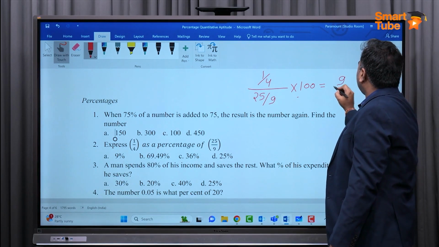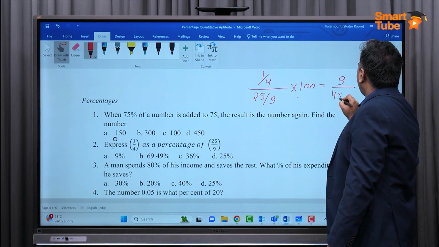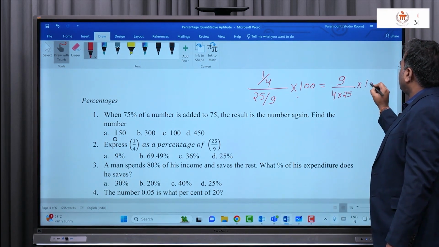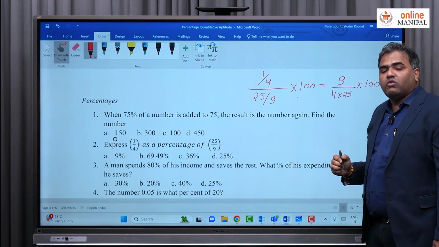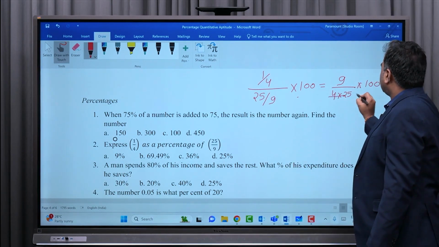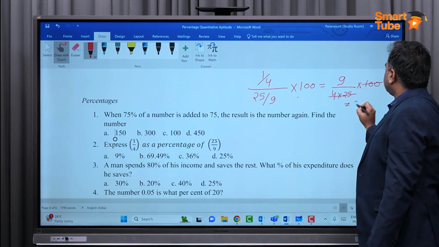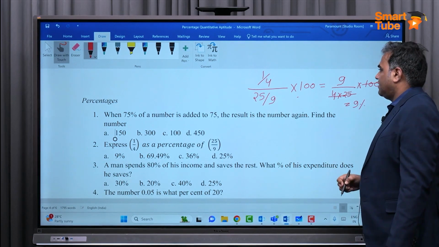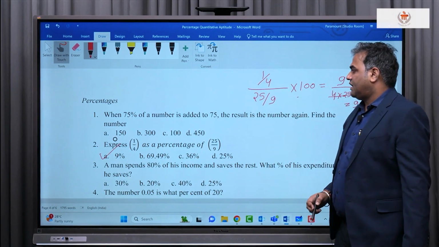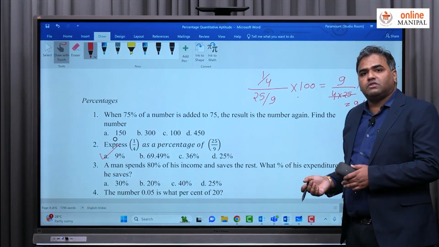So this 9 will go up. So I have 4 into 25 into 100. Now guys, what is 25 fours? 25 fours is 100 only, right? So this and this will get cancelled. Your answer is 9%. Very basic question. So the answer for this is 9%. Clear everyone? So very basic.